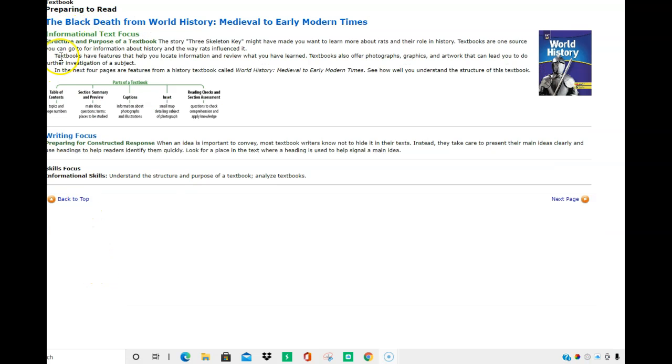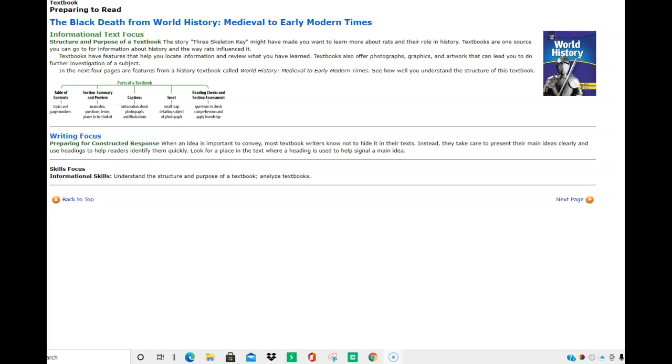Textbook. Preparing to read: The Black Death, from World History, Medieval to Early Modern Times. Informational text focus: structure and purpose of a textbook. The story "The Skeleton Key" might have made you want to learn more about rats and their role in history. Textbooks are one source you can go to for information about history and the way rats influenced it.